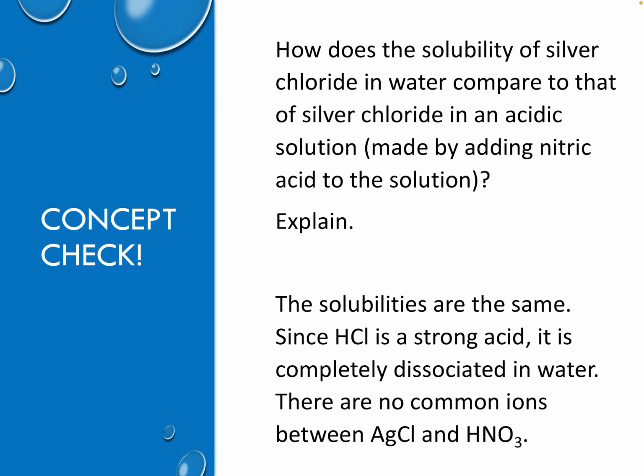All right, here's the answer. Solubility is going to be exactly the same. The reason is that if we think about silver chloride dissolving in water, silver chloride in water will make Ag+ and Cl-, okay? Neither one of those is going to have any acidic or basic properties. Our silver is just a metal ion, so we're not going to worry about that.